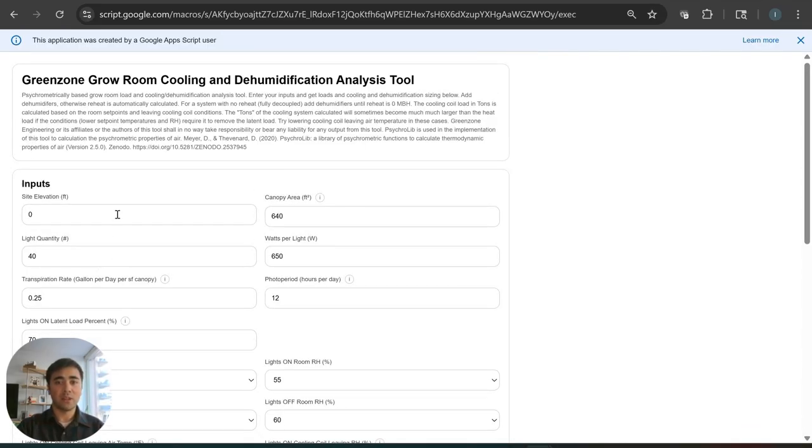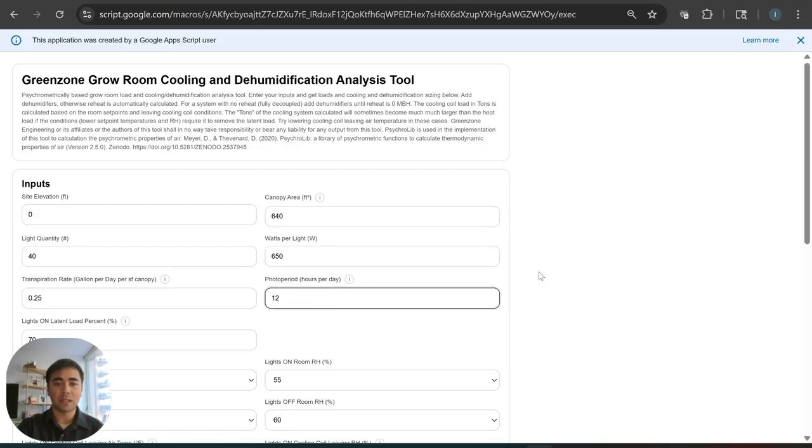Site elevation is used to calculate the thermodynamic or psychrometric properties of air, since they depend on elevation. Canopy area along with transpiration rate per square foot of canopy are used to calculate total gallons per day of transpiration, or moisture load in the room. The light quantity and the watts per light are used to calculate the heat load from the lights. The tool adds an additional 20% to the heat load from the lights to cover other minor heat loads like circulation fans, heat through the building envelope, LED drivers, anything else.